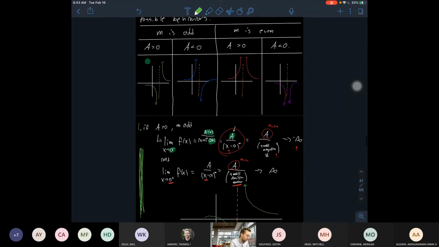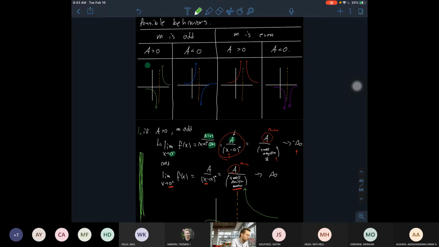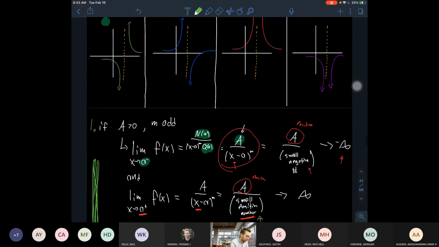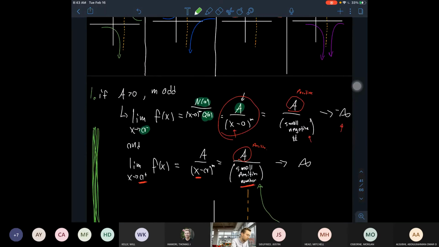So I don't want anybody to be confused in particular about what this a thing is. It kind of seems like I pulled a out of thin air, but it's not pulled out of thin air. It's just the name that I give for the number n of a divided by q of a.